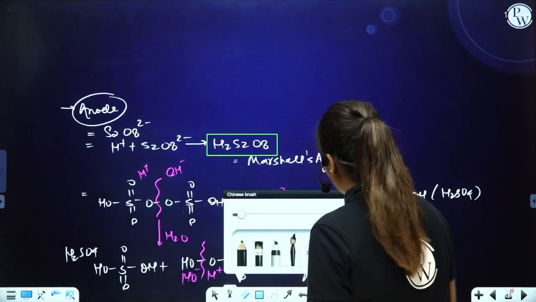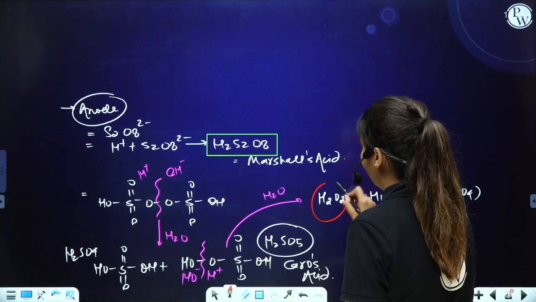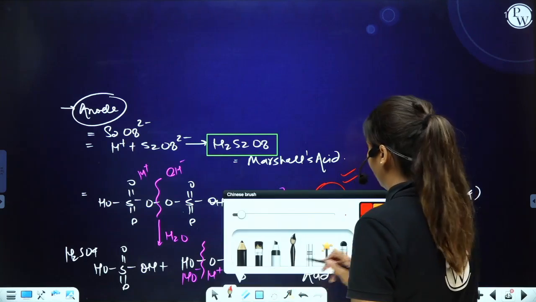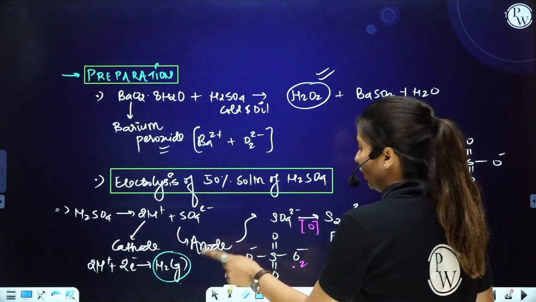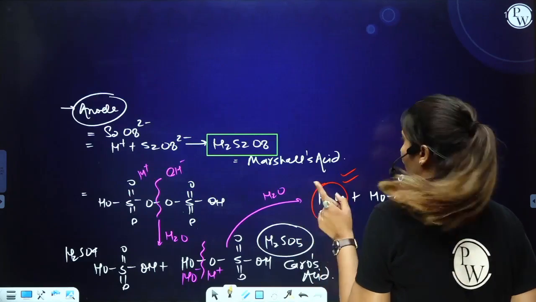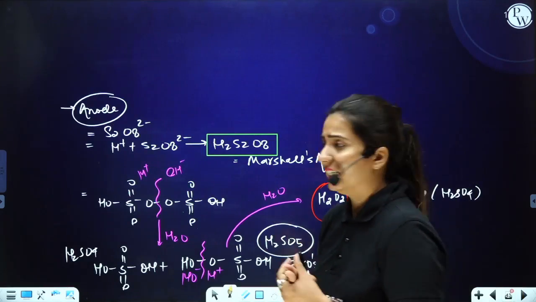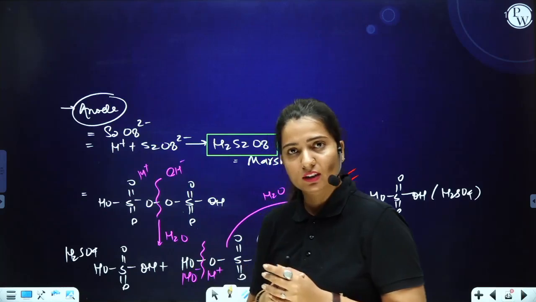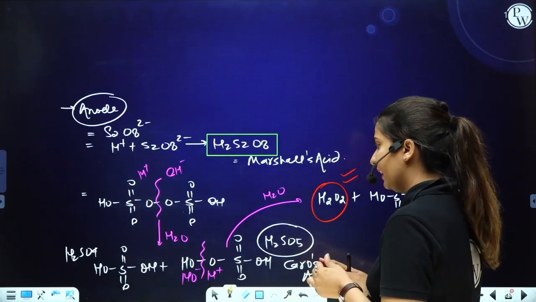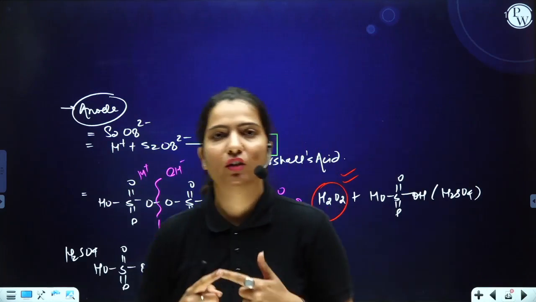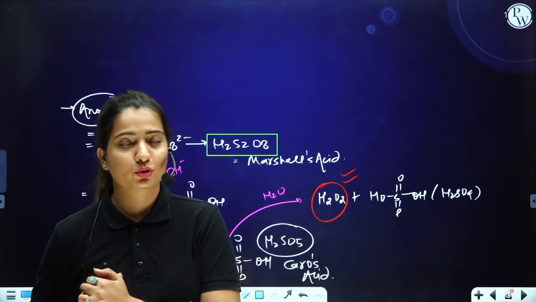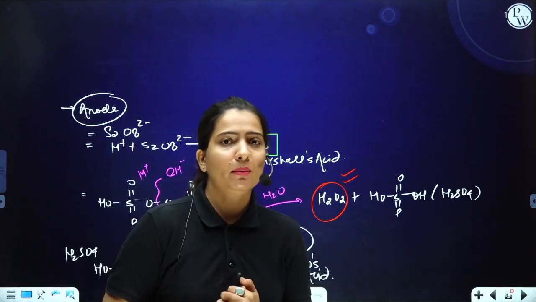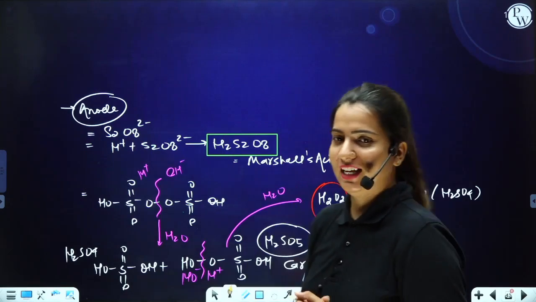So finally, with the electrolysis you have got your desired product. On the surface of the cathode, you will get hydrogen gas. On the surface of the anode, you are going to get Marshall's acid. Then we will undergo the hydrolysis of Marshall's acid. We will get Caro's acid, and the hydrolysis of Caro's acid will give you your desired product, H2O2. So these are the two very important methods for the preparation of H2O2.